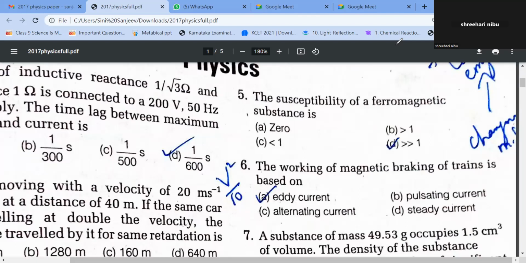The working of magnetic braking of a train is based on what? Eddy current. Eddy current is deleted. See, eddy current is deleted from CBSE, but it can never be pulsating current or steady current. It's always the option between these two. You got the point? So this is eddy current. The working of magnetic braking of a train is based on eddy current. Okay, sir. Let me check.